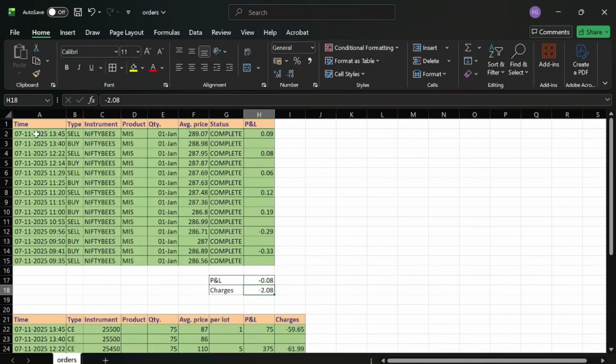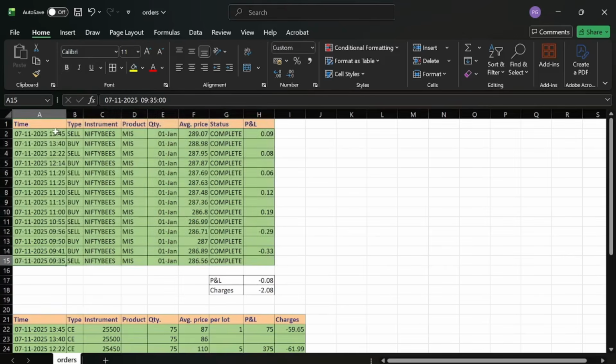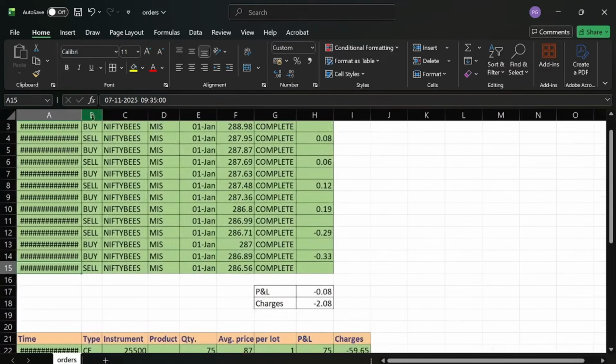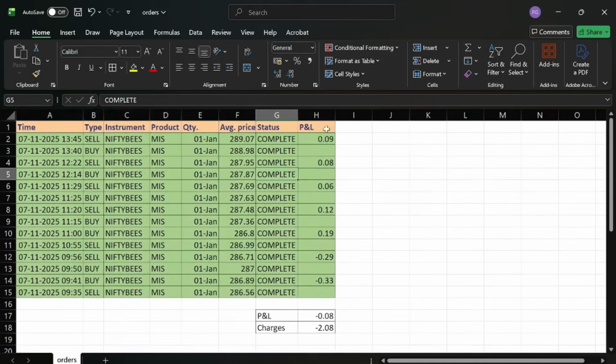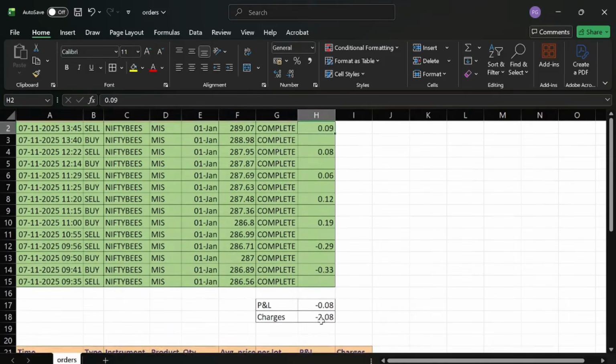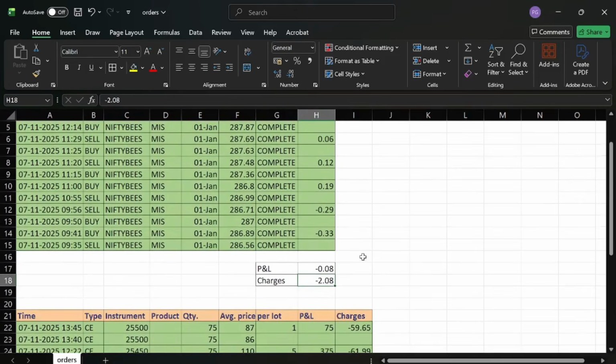lot. So above, these are the actual trades, actual order book that I have taken yesterday in the NiftyBEES, and these are in descending order. So you can see this is the first trade at 9:35, 9:41 I closed it, 9:50 second trade, and so on. The P&L is like 8 paise and charges are 2 rupees for 7 trades.